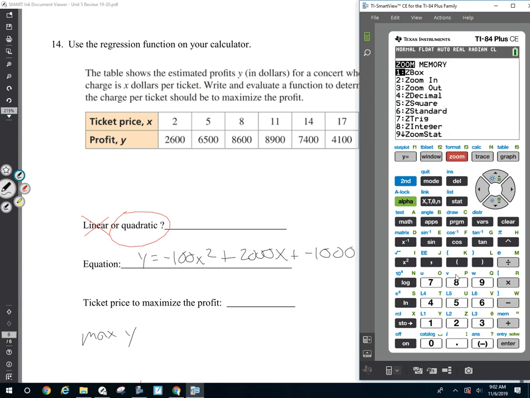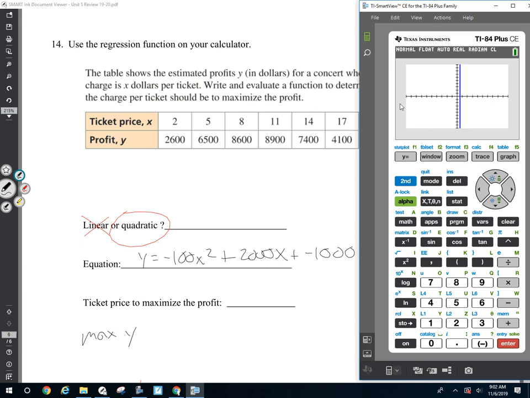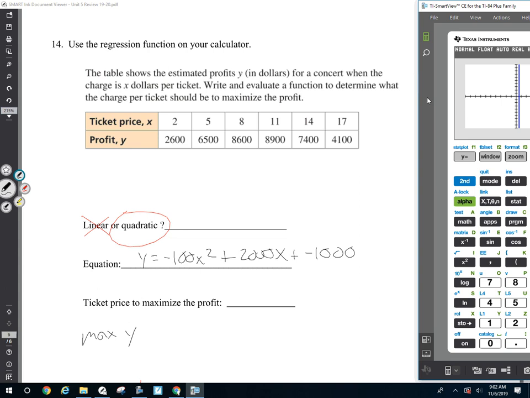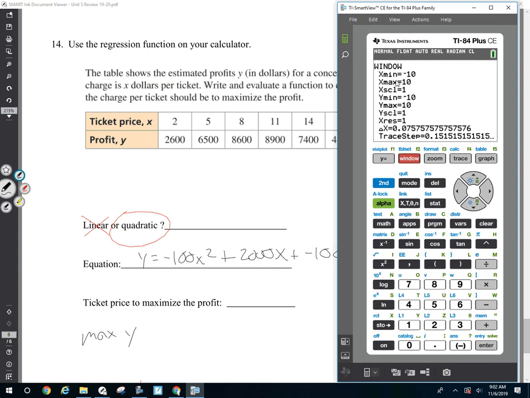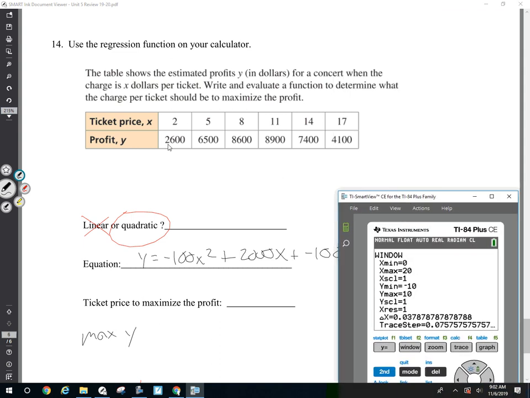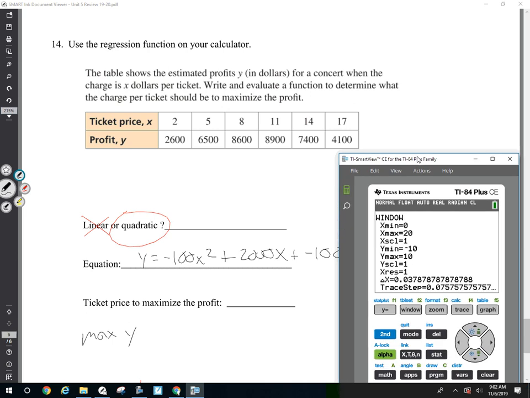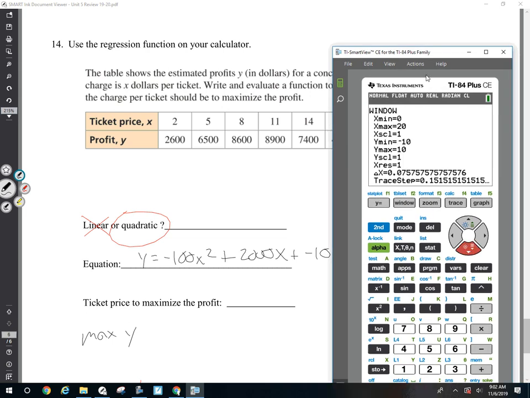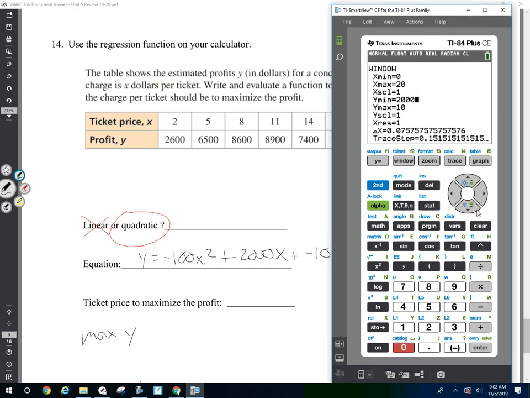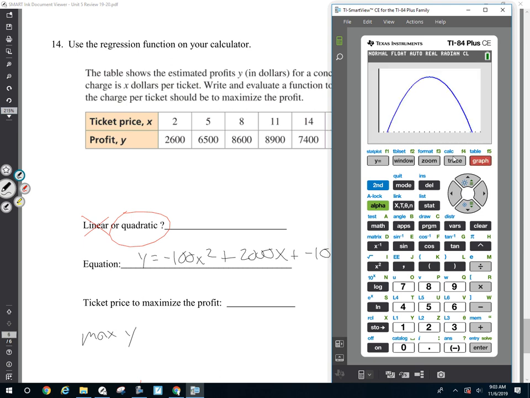Obviously if I graph in the standard window, I'm not going to see much. My x's are like 2 to 17, so don't go from negative 10 to 10, go from like 0 to 20. My y's are in the thousands, from 2,000 to 8,000, so let's change our y's to about 2,000 to 10,000. We want to be able to see the vertex, and this will give us a good visual understanding of our graph. Boom, look at that.